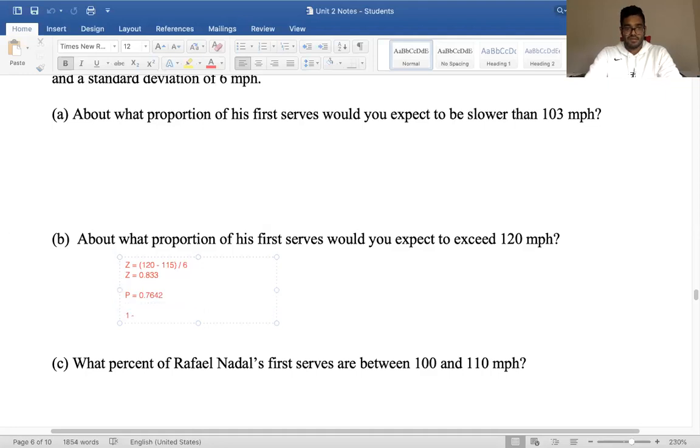1 minus 0.7642 is equal to 0.2358. So what can we say? 23.58% of Nadal's serves will be faster than 120 mph.